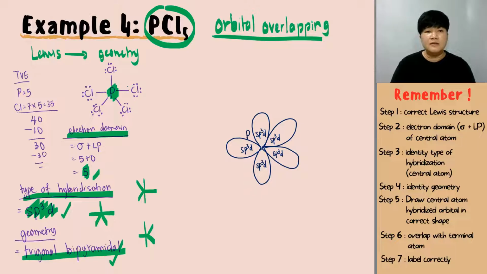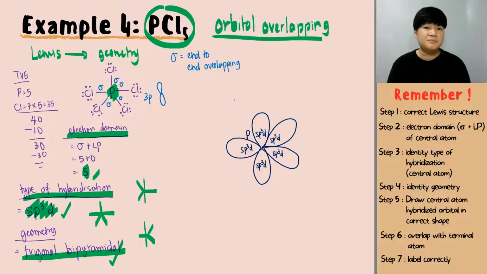After you are done, your phosphorus right now will form 5 sigma bonds with 5 chlorines. And we know that the valence electron of chlorine is located in the 3p orbital. And a p orbital will look something like this. And since they are forming sigma bonds, that means what? Means end-to-end overlapping. So you must make sure your drawing is an end-to-end overlapping with the sp3d hybridized orbital.